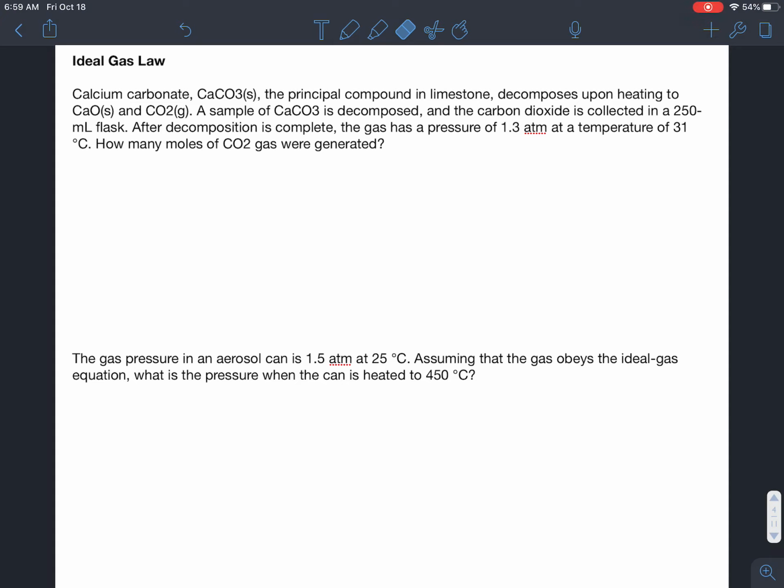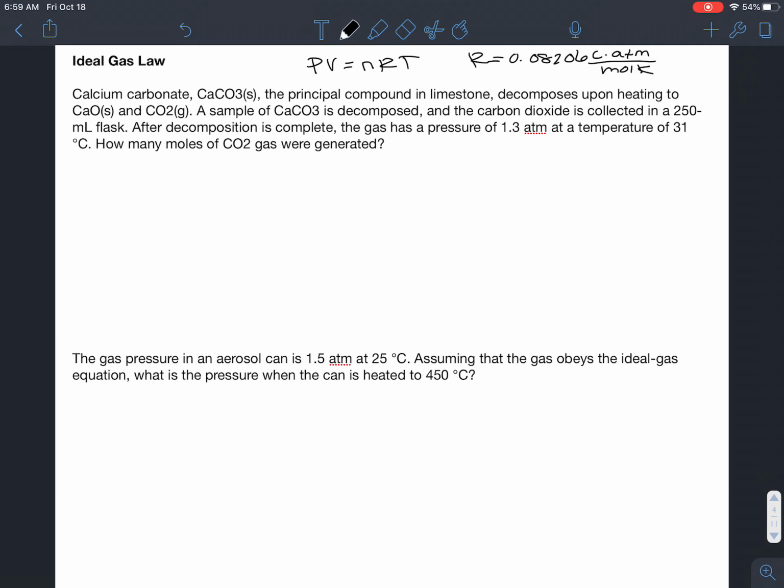Ideal gas law. So the ideal gas law is PV equals nRT, where R is your gas constant, 0.08206 liters times atmosphere per mole Kelvin. So let's look at this problem.